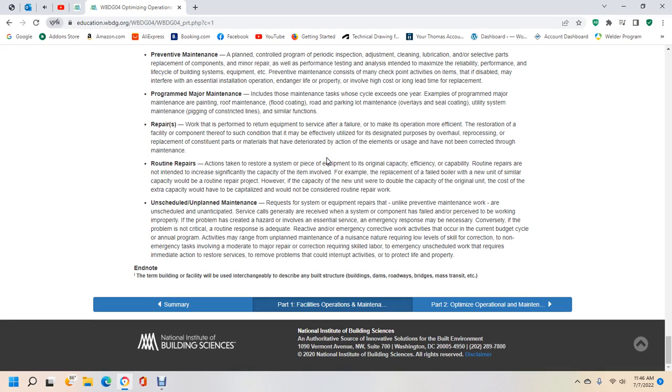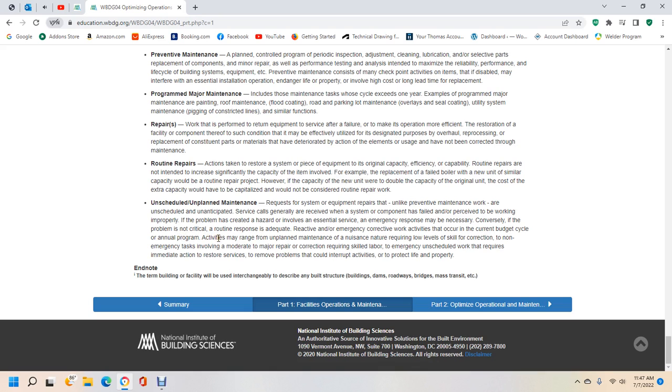Unscheduled, unplanned maintenance: request system and the equipment repair, unlike preventive maintenance. Unscheduled work is the anticipated trip of the calls of the general or receive of the system when it has failed or is working improperly. The program problem has created involvement with the essential service, requiring emergency response, with the necessary corrections late if the problem is not critical.